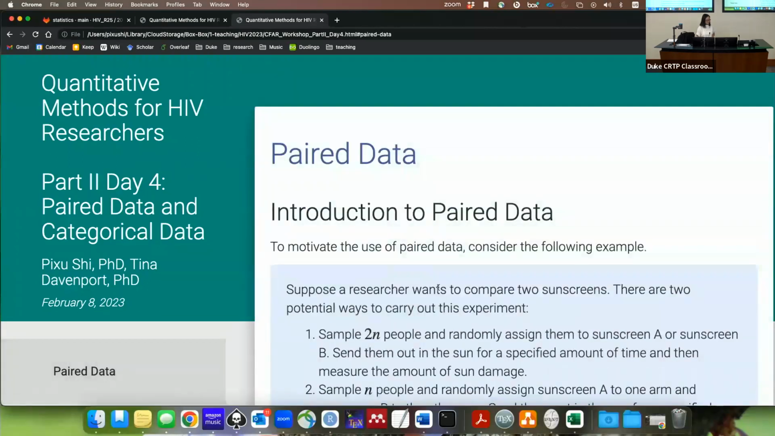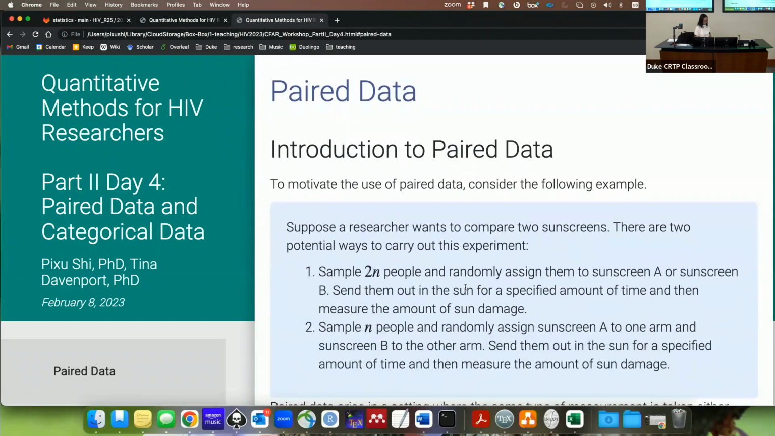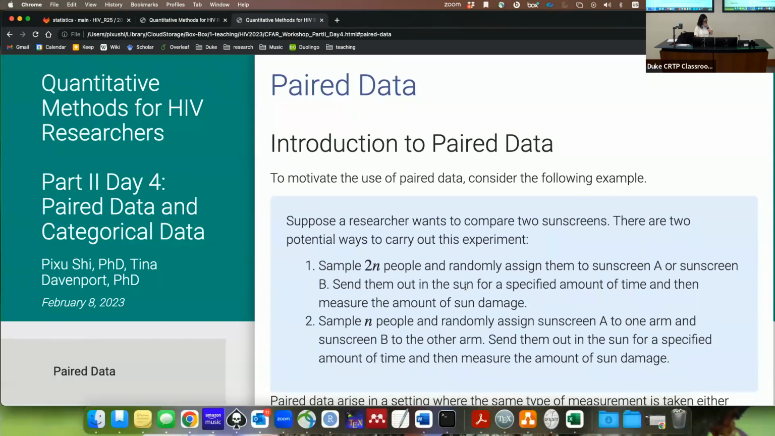So let's first go to the paired data. In our last lecture, when we were talking about two-sample tests, I briefly mentioned that if you are able to sample two groups that are paired with each other, you are able to eliminate some of the variance in the data, so you will have more power in the testing. So today we're going to formally introduce the paired two-sample t-test.